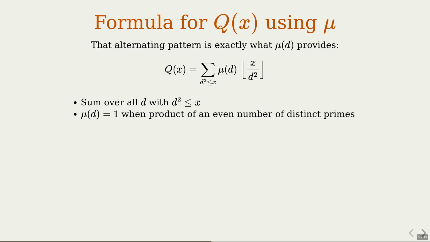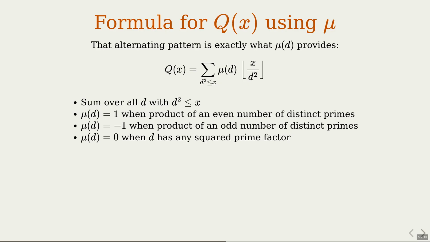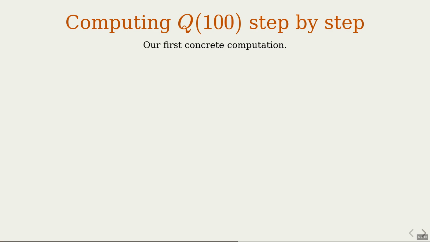Mu of d is 1 when d is the product of an even number of distinct primes. Mu of d is -1 when it is the product of an odd number of distinct primes. Mu of d is 0 when d has any square prime factor. This is our main tool. Plug in a value of x, and this sum will tell us exactly how many square-free numbers live up to x.